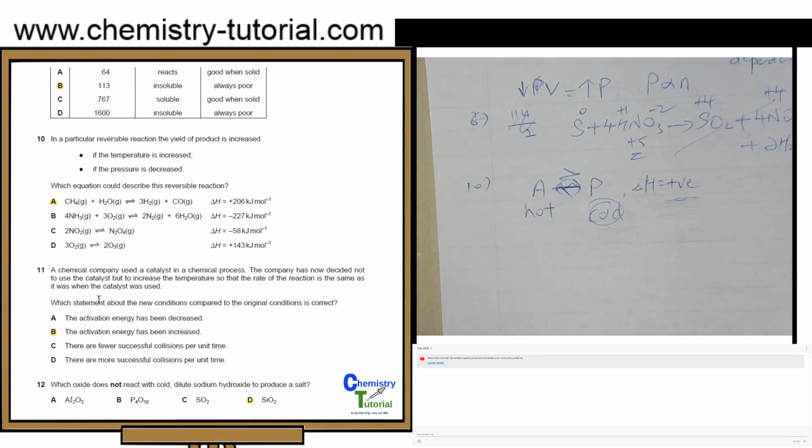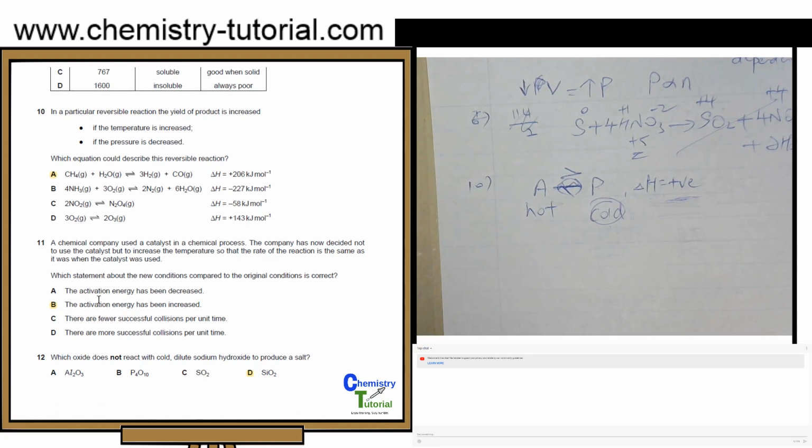So if the pressure is decreased, based on Le Chatelier's principle, the position of equilibrium will shift towards the side so as to increase the pressure, which means that you will favor the side with more moles of gas. And it happens that the side with more moles of gas belongs to the product side. Hence, for question 10, the answer is option A.